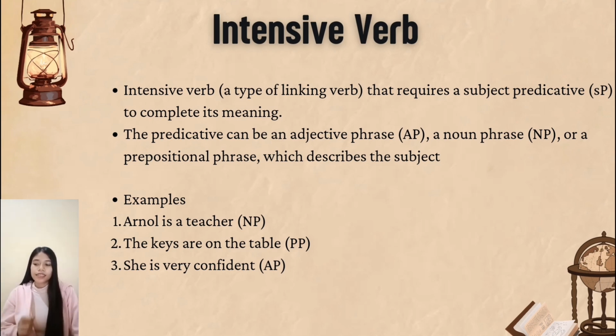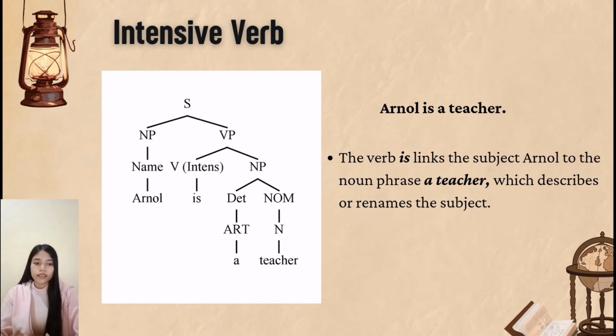So let's look at the diagram. In the sentence Arno is a teacher, as in the diagram, the verb is functions as an intensive verb. So let's look at the diagram here, intensive verb. In the sentence, Arno is a teacher, the verb is functions as an intensive verb or linking verb because it does not express an action, but instead links the subject to information about the subject.